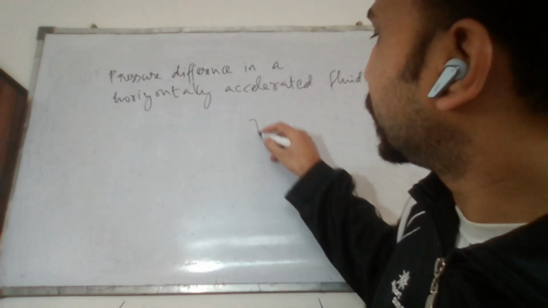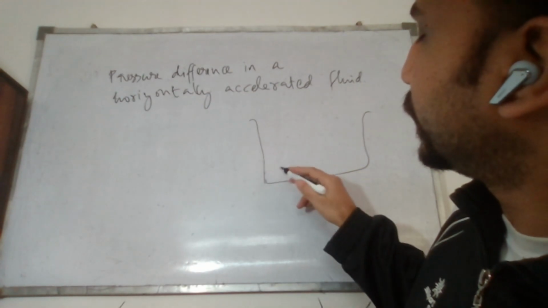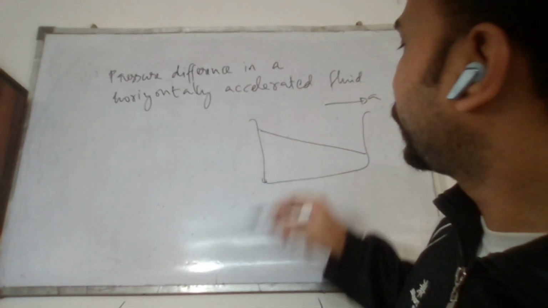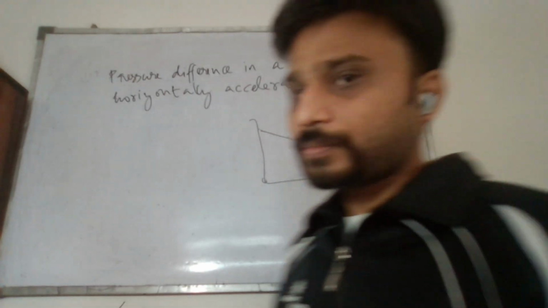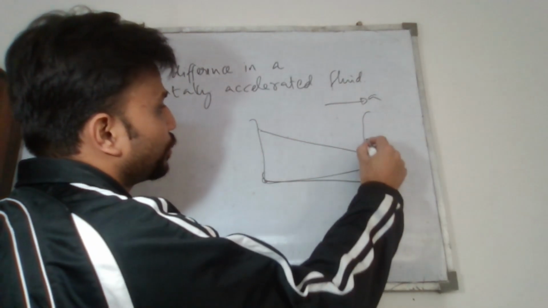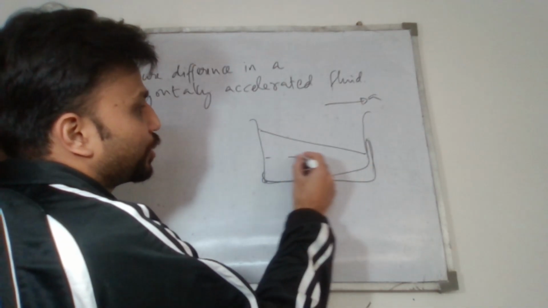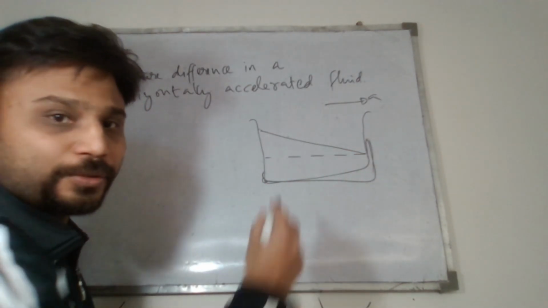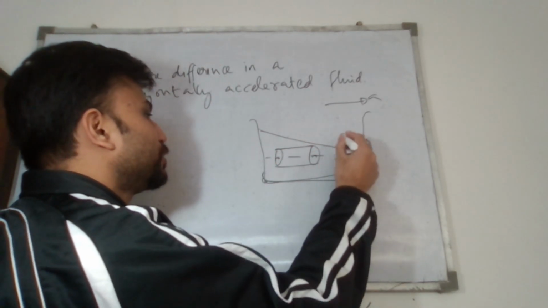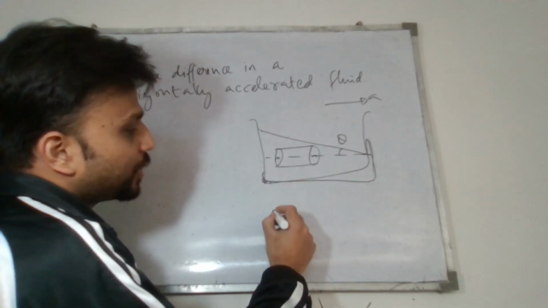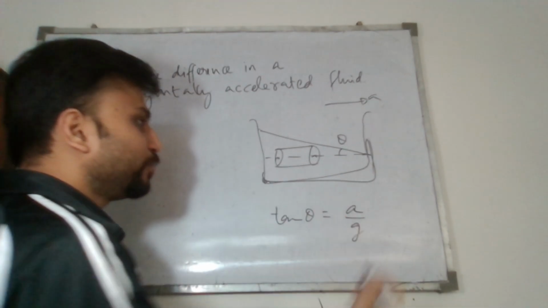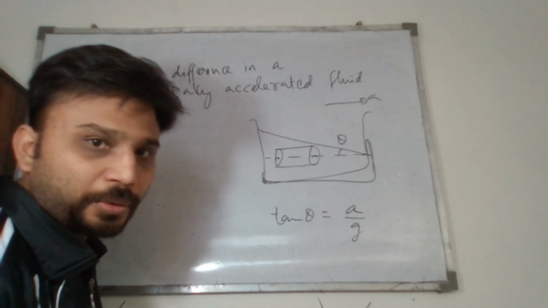One of the interesting cases: if I have a fluid container like this, and I accelerate the fluid horizontally, how will the fluid surface change? What will be the angle the fluid surface would be making with the horizontal, this angle theta? So this tan theta is very conveniently equal to a by g. We want to see why this tan theta is equal to a by g.